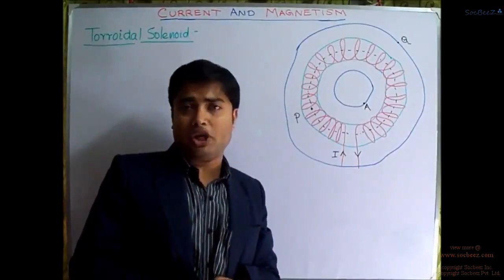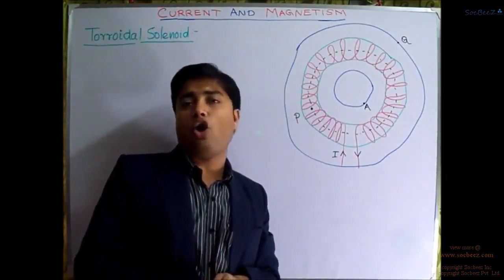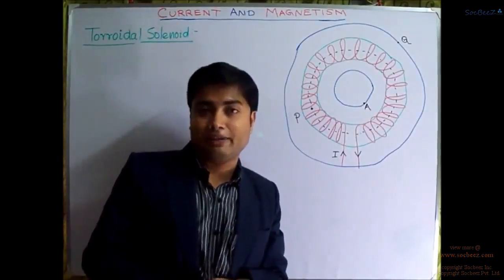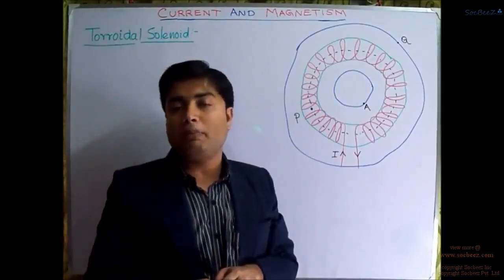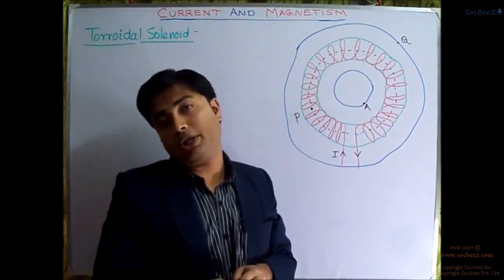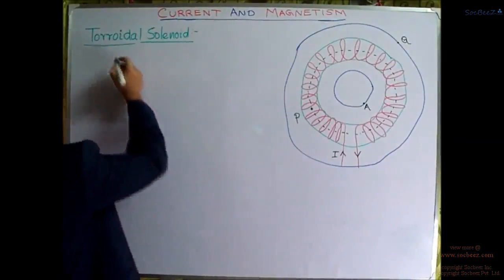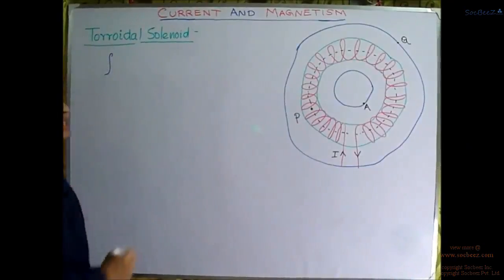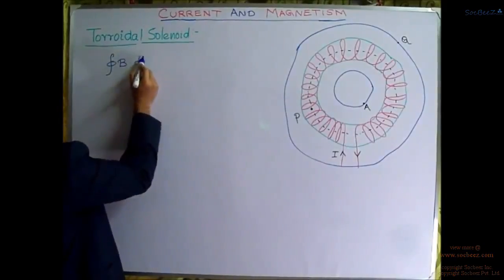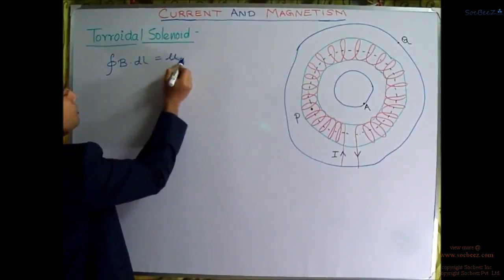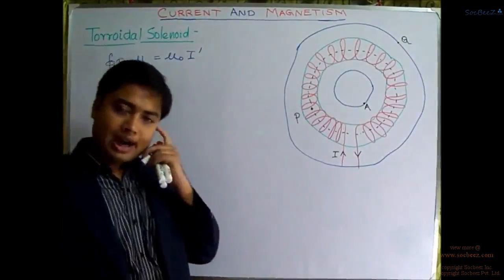It is very easy to find out if we consider the equation we got: the line integral of the magnetic field over a closed region is simply equal to the permeability times the current flowing through it. So by Ampere's circuital law, the integration of B dl will be equal to mu naught times the current flowing through it, mu naught I.